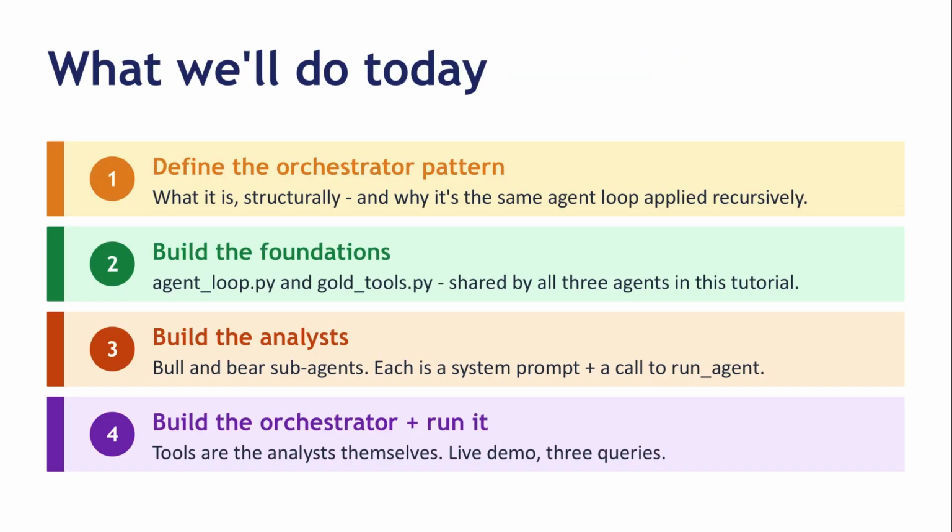4 things. 1. Define what an orchestrator actually is, structurally. 2. Build the agent loop and the gold tools, the foundations both subagents will use. 3. Build the bull and bear analysts. 4. Build the orchestrator itself, run it, and read the tree-shaped trace.